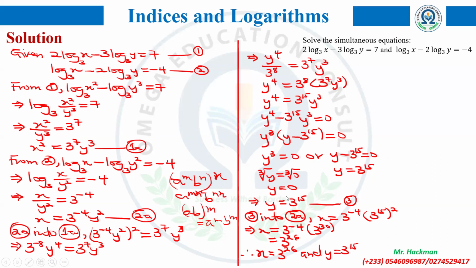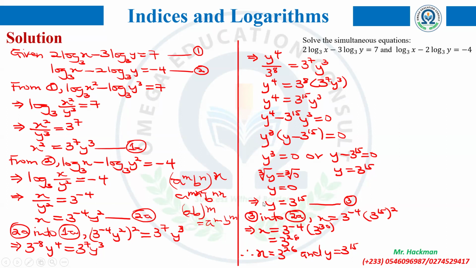However, because it is a log equation, we should always investigate whether all the y values are permissible and can be admitted. Obviously, we don't have log of 0, so your y here cannot be 0. This must be discarded and ignored in your conclusion. The y can take 3 to the power 15.